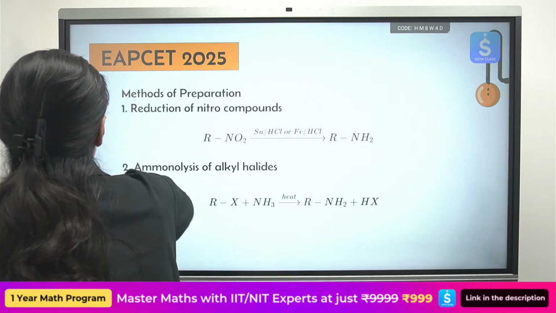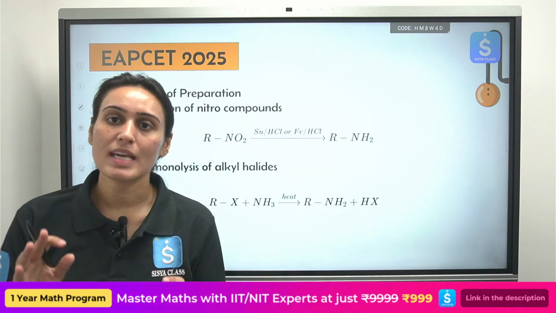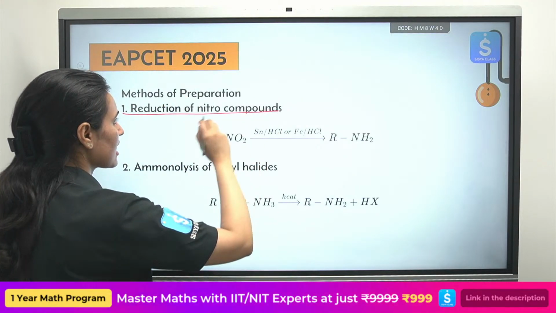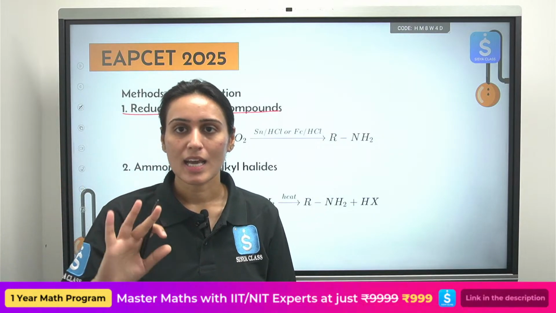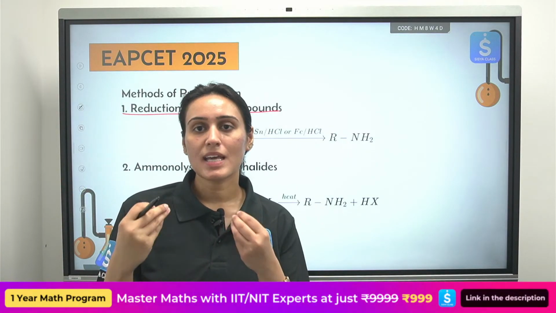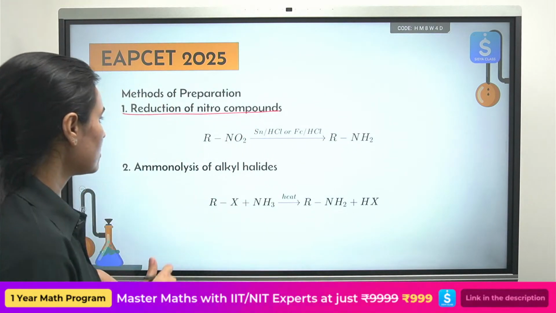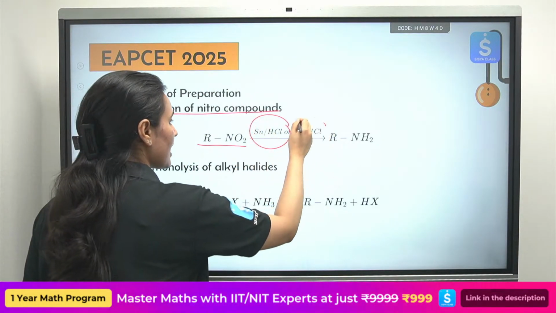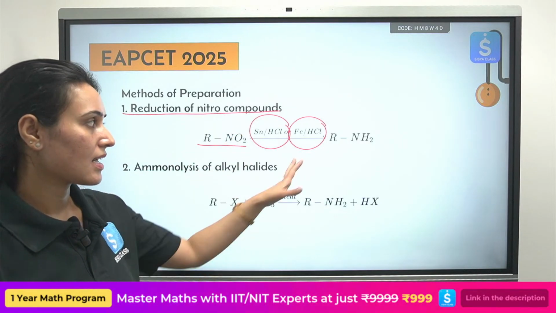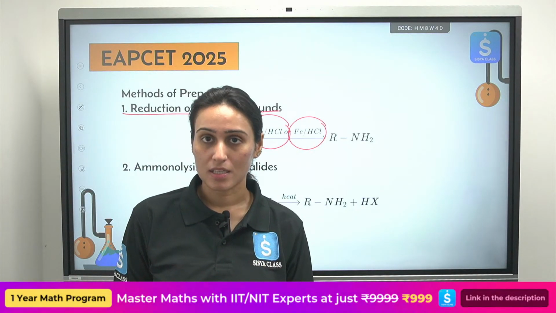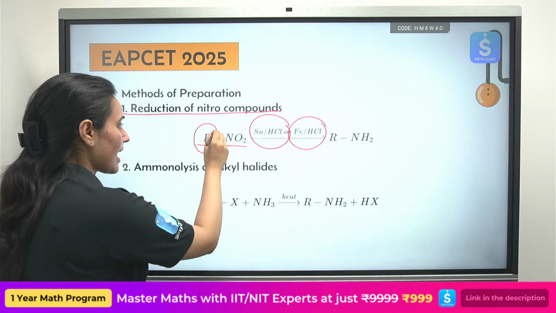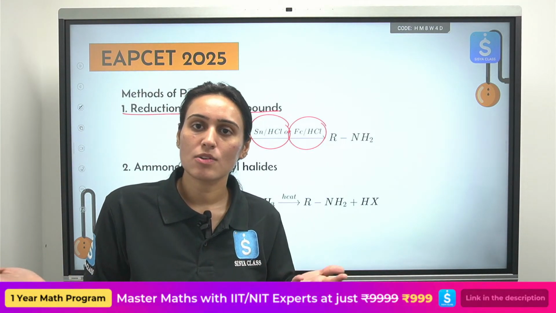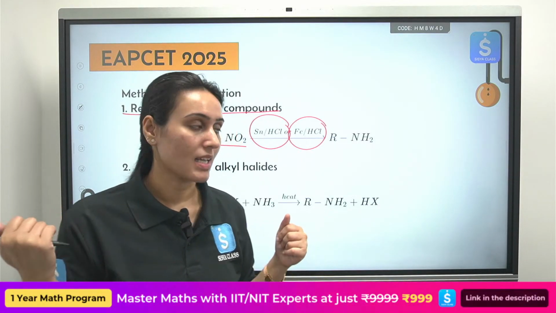First of all, we will talk about the methods of preparation. First is reduction of nitro compounds. The simplest way in which you can prepare your amines is by reducing your nitro compounds. You have your nitro compound in the presence of Fe and HCl, in acidic medium, which will give you your respective amine. The alkyl group will remain as it is. What are we changing? We are changing the nitro group to an amine group, and that is how you can prepare it.